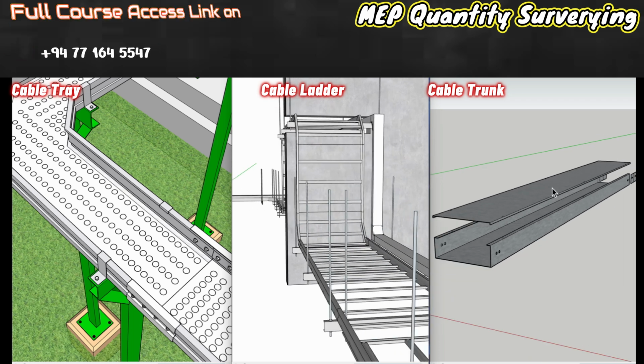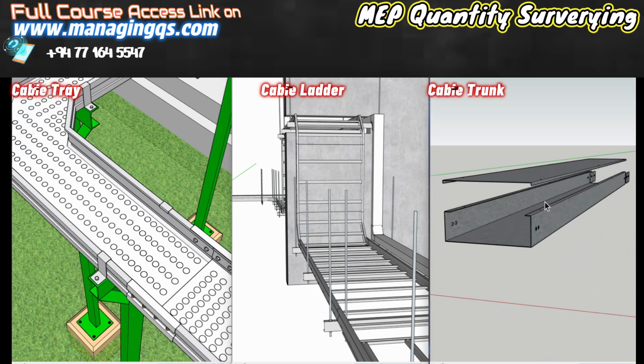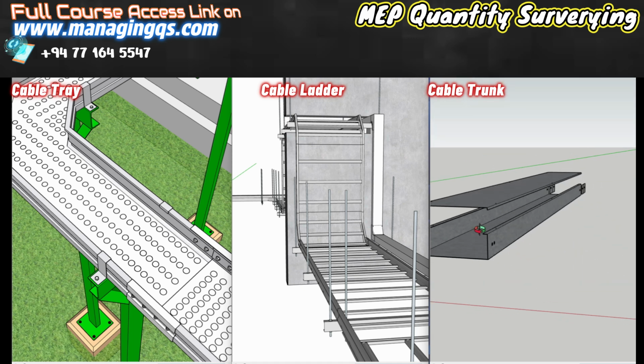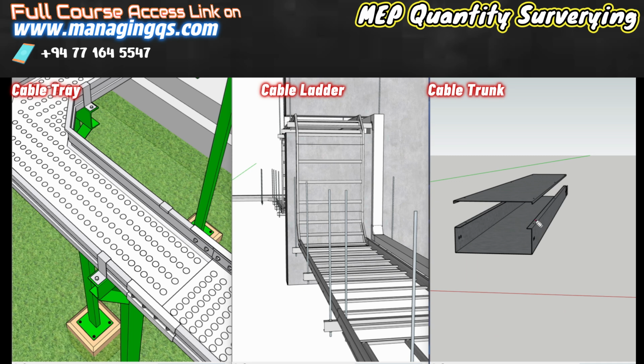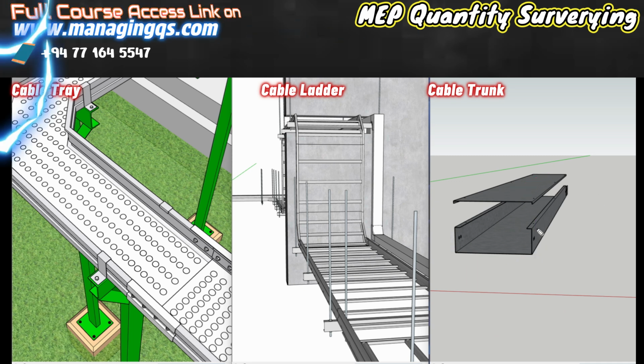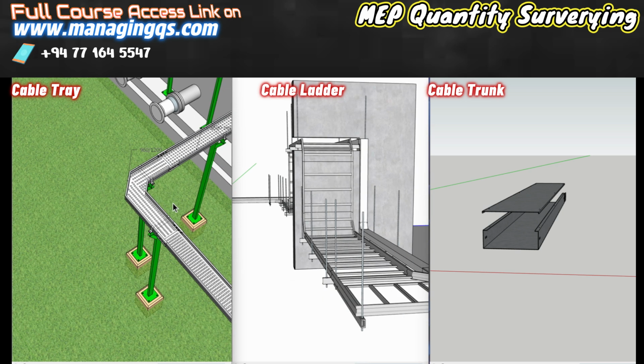The third one is the cable trunk. You can see the real picture of the cable trunk. It looks like a U channel box with a cover. Once the cable is installed inside the cable trunk, you have to close it with this cover. So this is the closed type of element. This is the real appearance of these three elements.